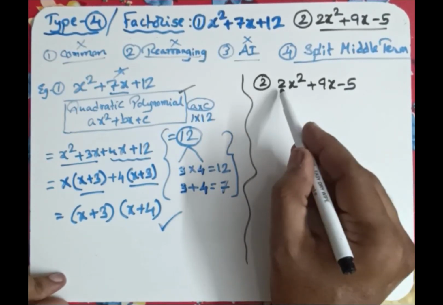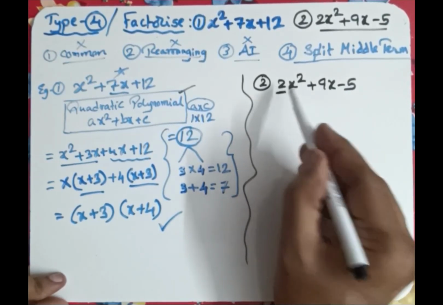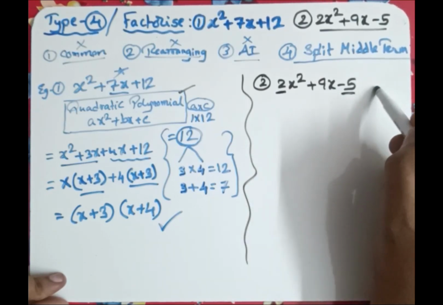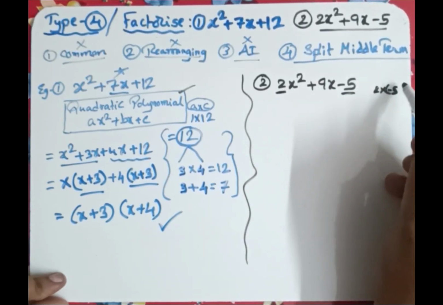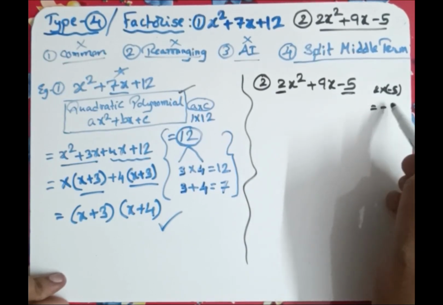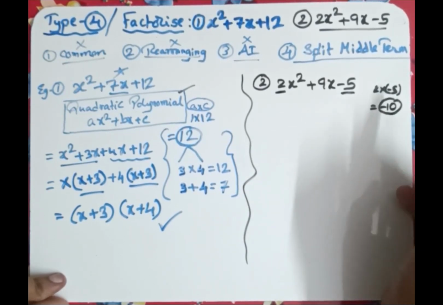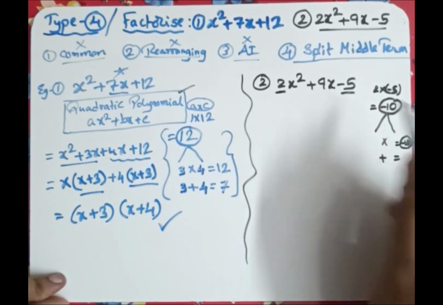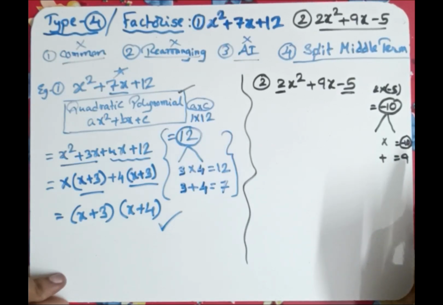So what we need to do is multiply the x square coefficient with this constant. We get 2 into minus 5, with the sign friends, so we get minus 10. Next we need to split this such that if you multiply you get minus 10, and if you add you get the middle term 9, that is 9x. So what are the factors possible?